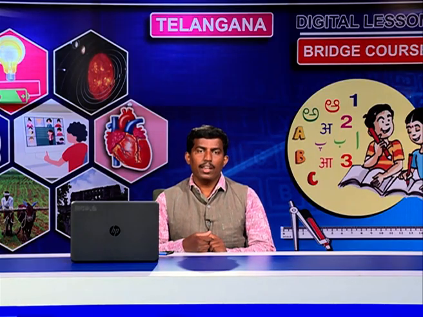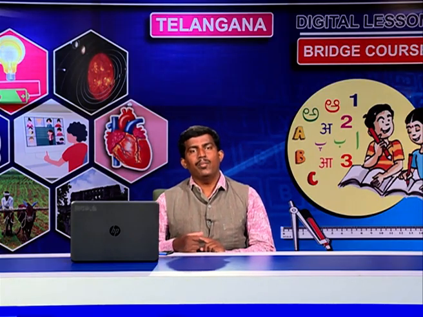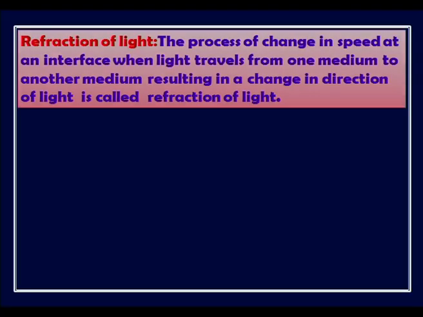Now, we will see what is refraction of light. The process of change in speed at an interface when light travels from one medium to other medium, resulting in a change in direction of light is called refraction of light.